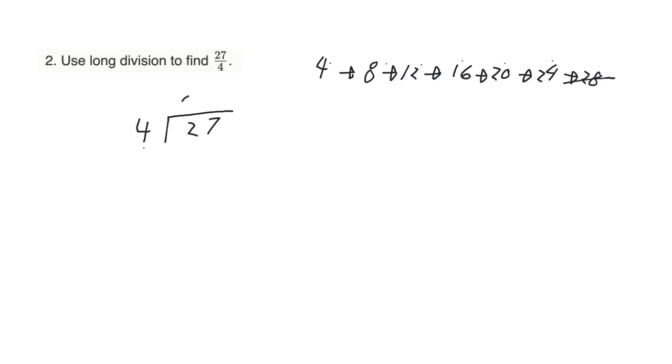So we put a 6 up here, and we subtract off 20. Oh, it's 24, sorry. We subtract off 24. Now, 27 minus 24 is 3. Now, how many times does 4 go into 3? Well, it goes into it 3/4. So 27 divided by 4 is 6 3/4.